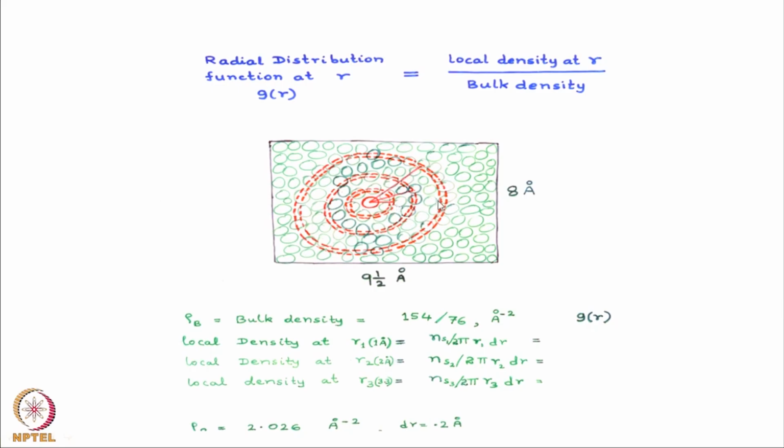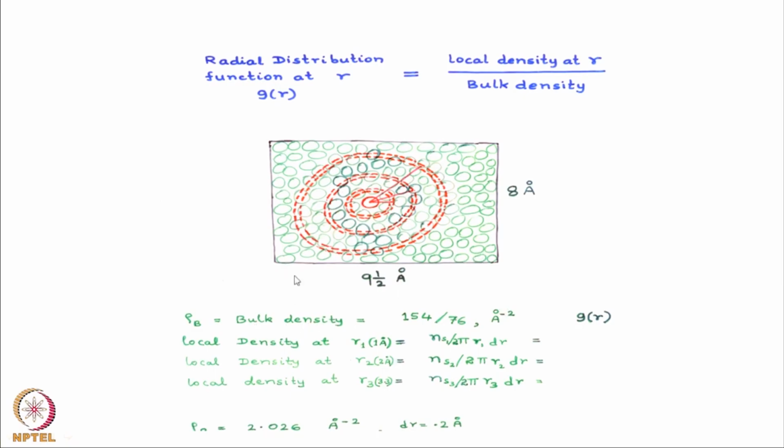So, in 2 dimensions, instead of a volume, I have an area. How do I calculate the local density? Number of particles in that area divided by the volume in 2 dimensions, which is that area now. So, density at r divided by bulk density. It would be very easy to calculate now. Let us first calculate the bulk density. What is the bulk density in 2 dimensions? Number of particles in this entire box divided by the area. The area is 8 angstroms into 9.5 angstroms, which is 76 angstrom square. That is the area of this box.